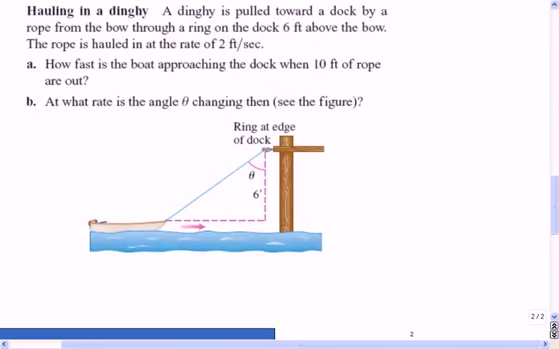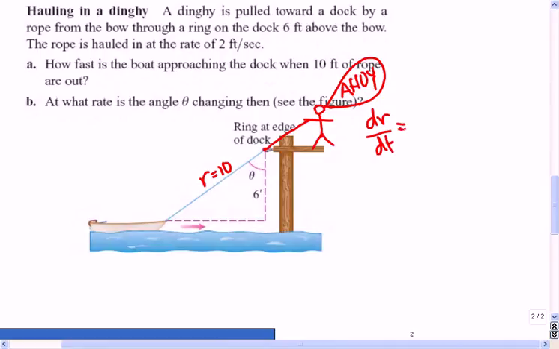So, if we look at this question and we put in some of the information, I'll call this R for rope. At that particular instant, I know that the rope is 10 feet, and it tells me that the rope is being hauled in at 2 feet per second. So that means as the person standing here that says ahoy is pulling the rope in, they're pulling it in dr dt.